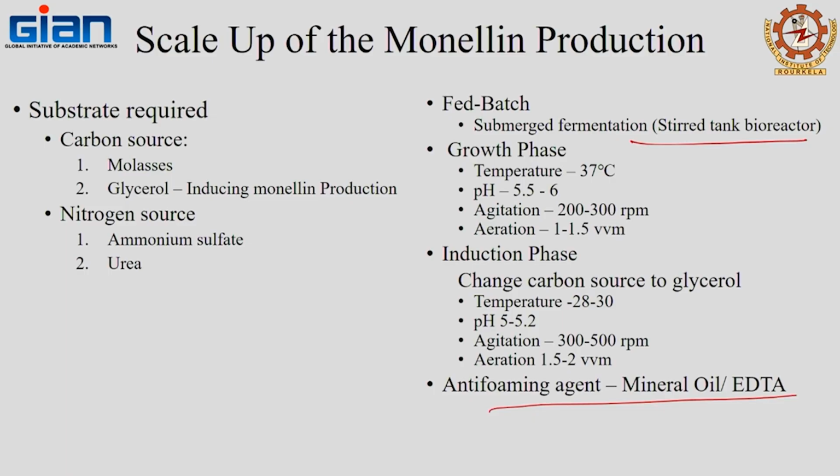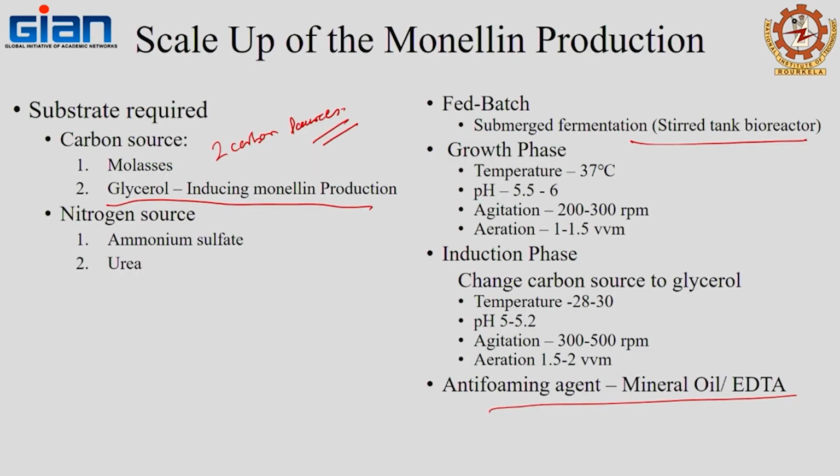As well as we require the carbon source and nitrogen source, such as molasses and glycerol. So glycerol is required during the induction phase, whereas for the initial phase molasses is required. Initially molasses, which usually contains glucose and sucrose, is used, followed by glycerol during the induction phase. And nitrogen sources such as ammonia, ammonium sulfate and urea.